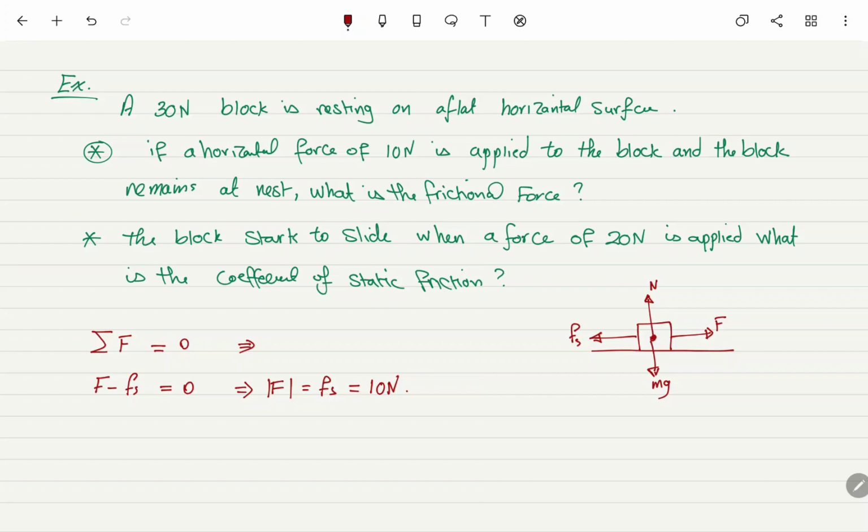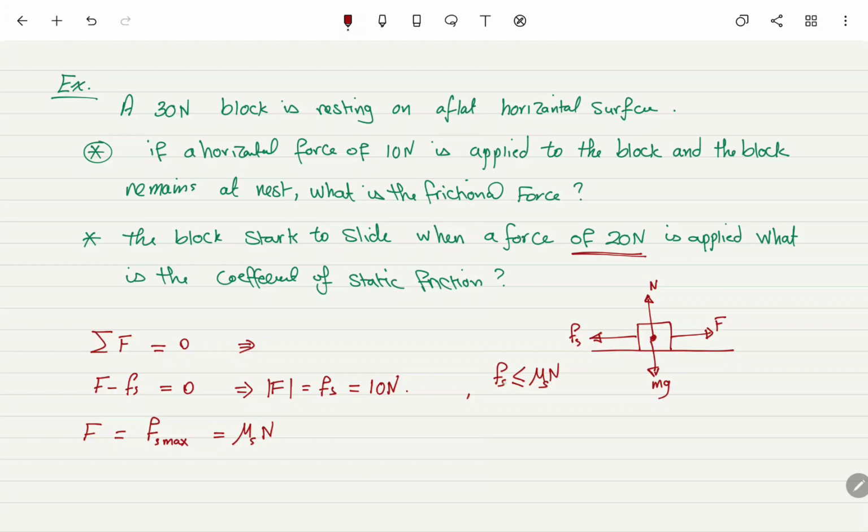As for the second case, the block starts to slide when a force of 20 newton is applied. In this case here, F equal to Fs max, or equal to mu s n. Remember, Fs here is less than or equal to mu s n. So we consider the equality because it says that it's about to move. So the maximum force applied is 20, and the object after that will start moving.